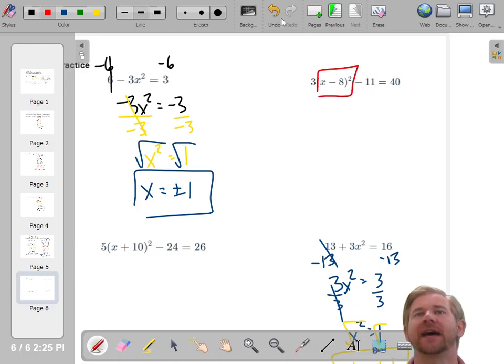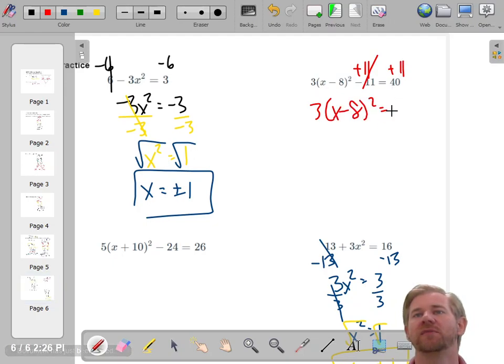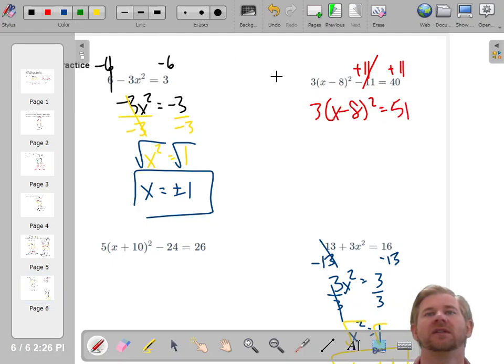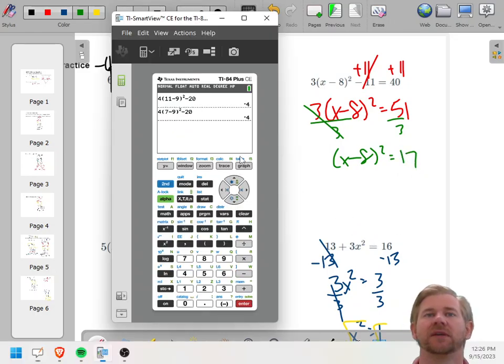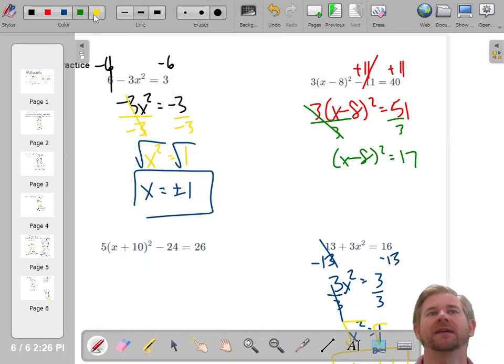You're trying to isolate that quantity, so you will first add 11. 3 times x minus 8 squared equals 40 plus 11 is 51. Divide both sides by 3. X minus 8 squared equals 51 divided by 3 is 17, right? Make sure, 51 divided by 3. Yeah, okay. Then square root both sides.